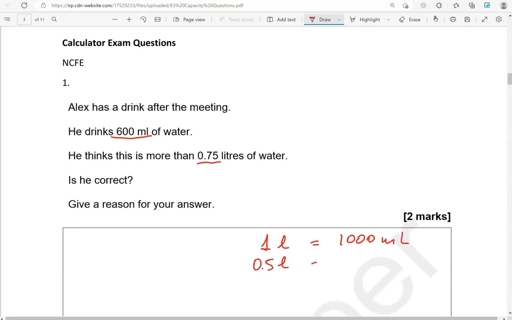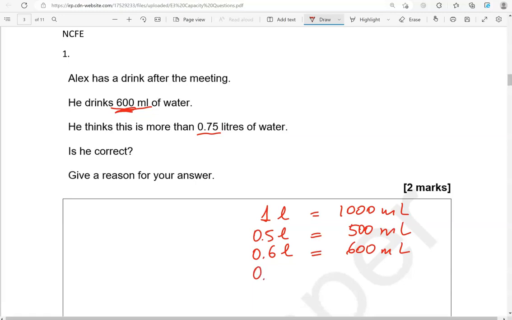0.5 litres will be 500 millilitres. So 0.5 litres, that is half a litre. That's why half of the 1,000, which is 500. 0.6 litres is 600 millilitres. So 600 here is equal to 0.6 litres. 0.7 litres is equal to 700 millilitres. And 0.75 litres is equal to 750 millilitres.